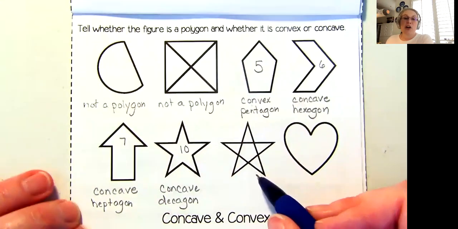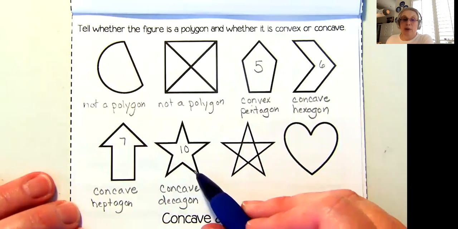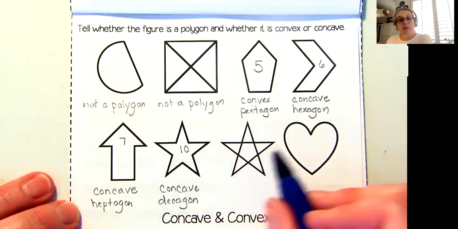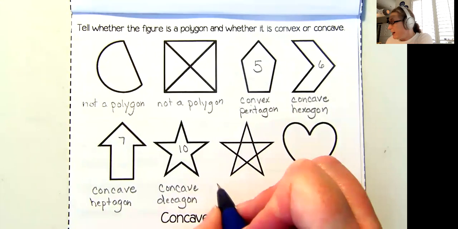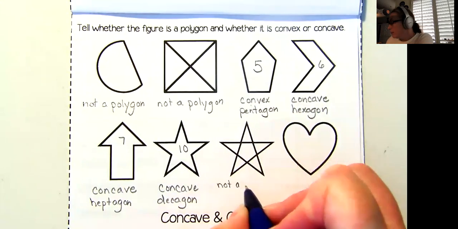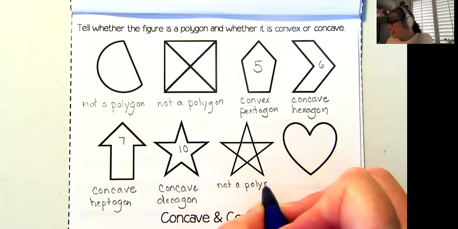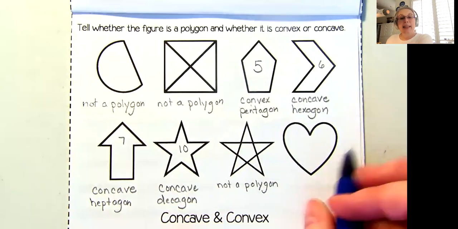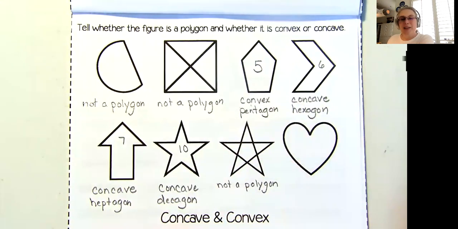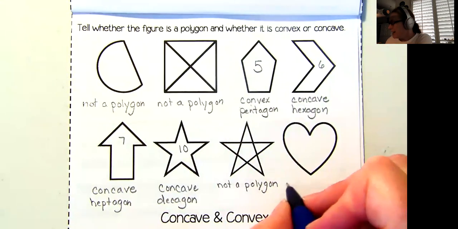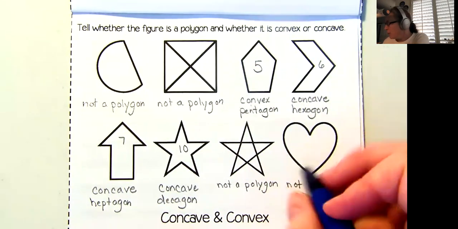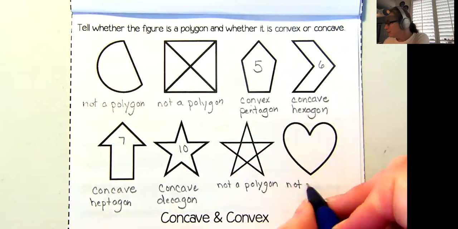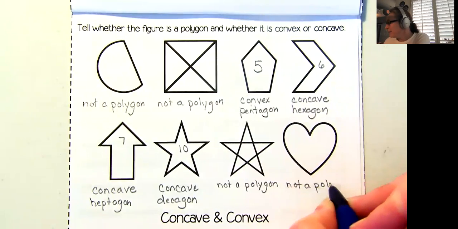Now this star here is similar to the one before, except that it's got lines going through it, which means this one is not a polygon. It only has sides, nothing that goes through. And then the heart, again, is not a polygon because it's got curved sides, just like the very first one that had one side that was curved, like a circle. This is not a polygon.